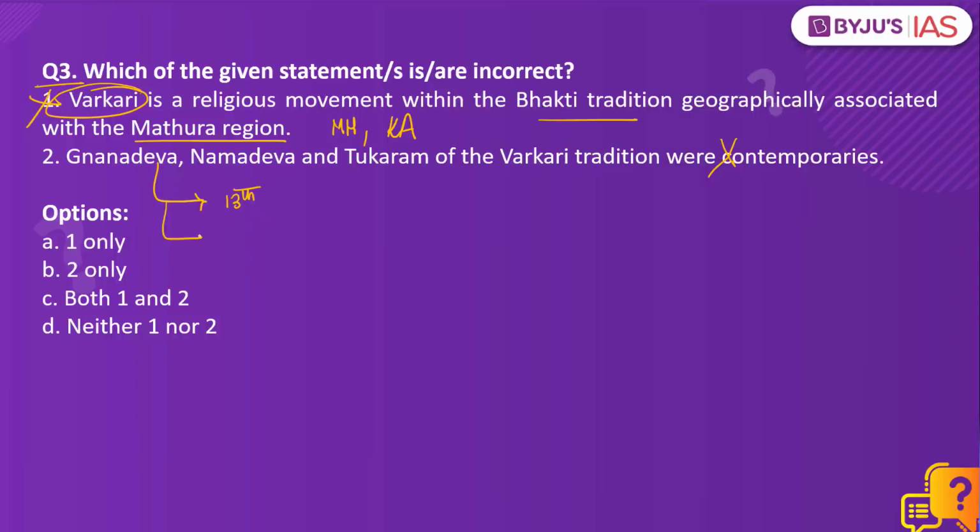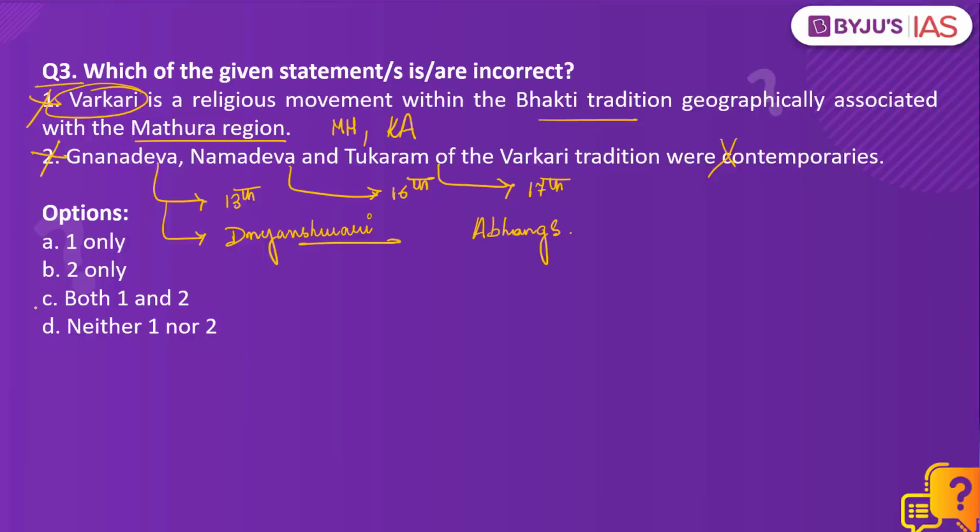He is the author of Jnaneshwari or Bhavartha Deepika, which is a commentary on the Bhagavad Gita. Coming to Namdev, Sant Namdev belonged to the 16th century and Tukaram to the 17th century. Sant Tukaram was the contemporary of Shivaji, best known for devotional poetry known as Abhangs. So this statement becomes incorrect.